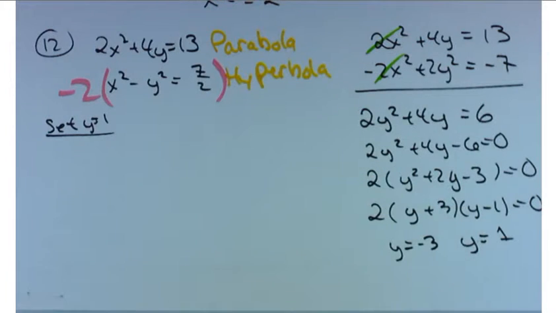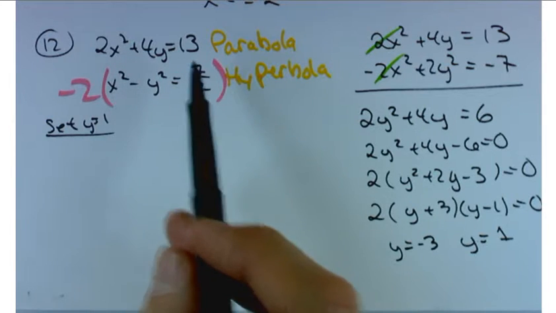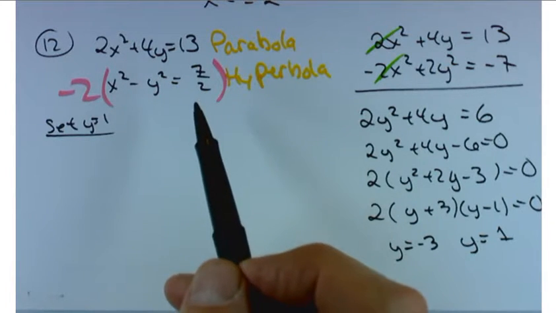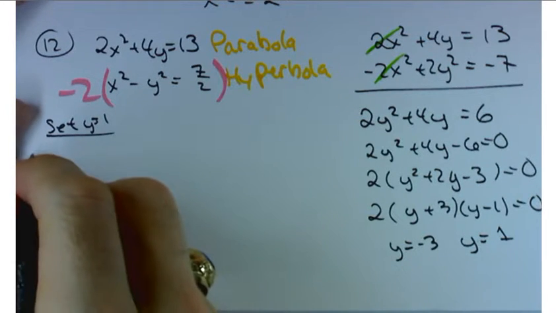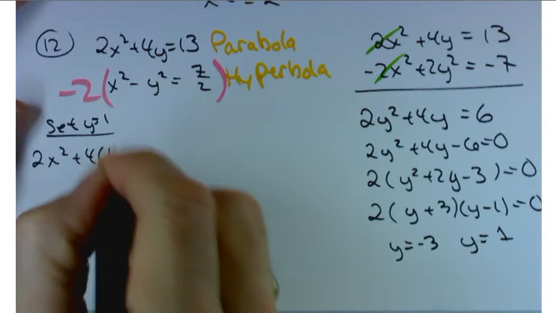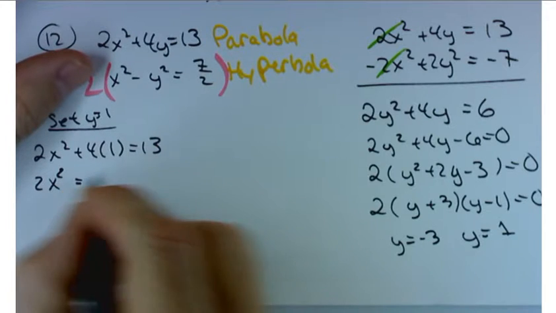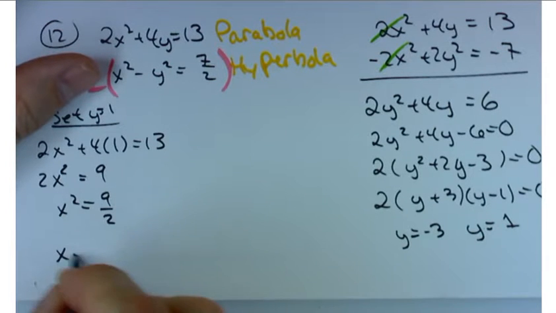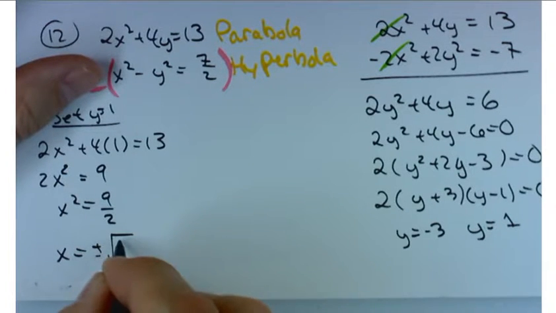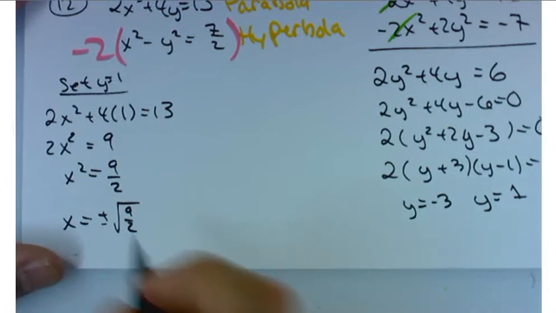Plug it back in. Now you have your choice of either the first equation or the second equation. My money's on the first one. What do you think? Let's go with that one, yeah. No fractions. Bad news, right? So 2x squared plus 4 times 1 equals 13. So 2x squared equals 9. X squared equals 9 over 2. X equals plus or minus the square root of 9 over 2. Okay. So those are our two solutions.